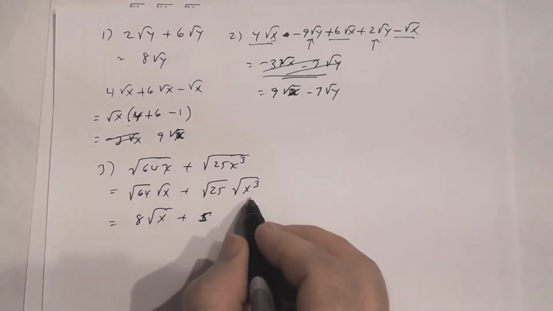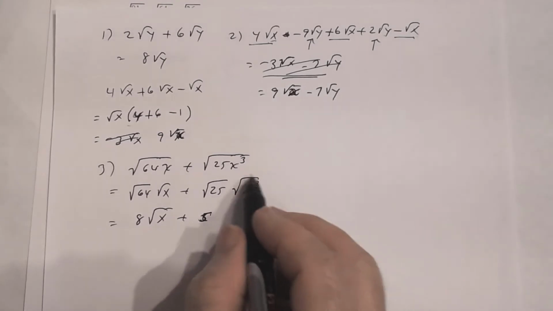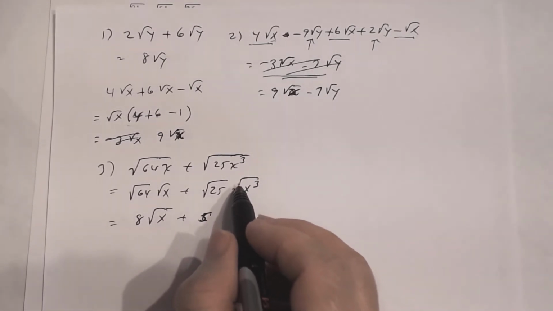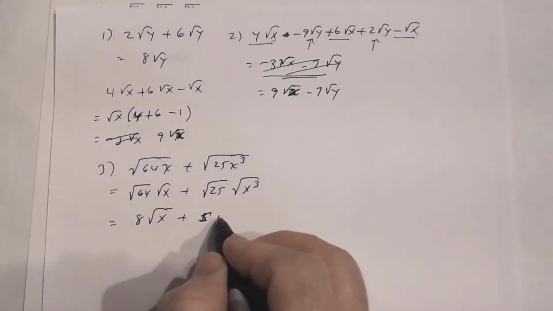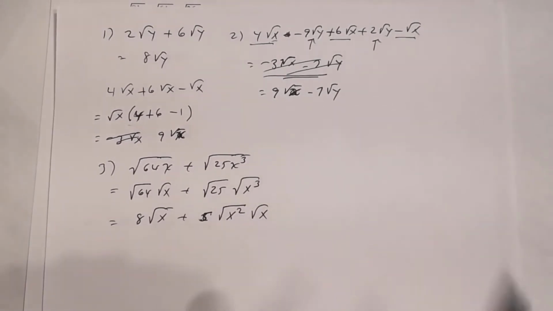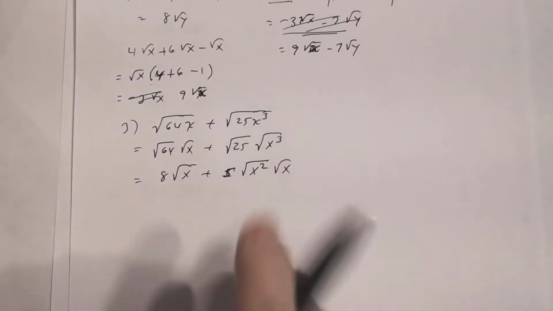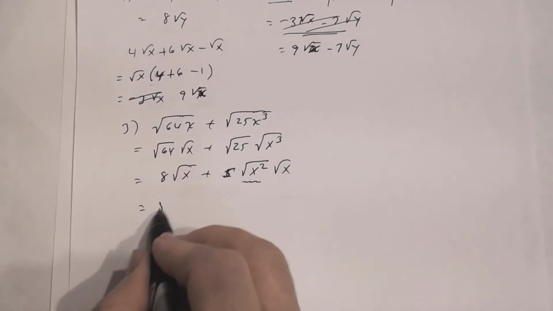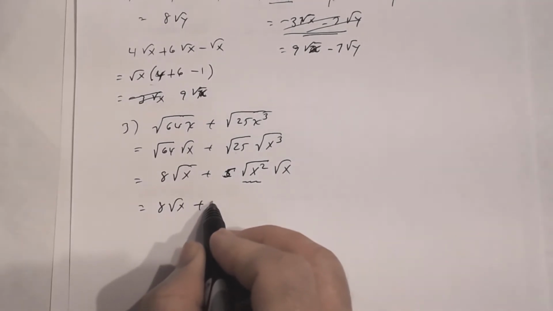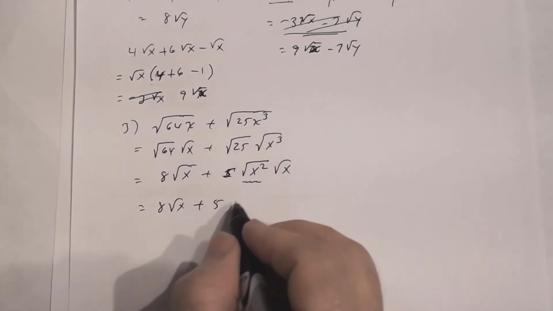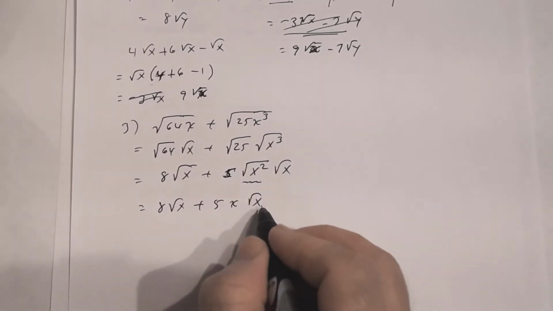Now let's talk about the square root of x cubed. I can simplify the square root of x cubed because 3, the exponent, is greater than or equal to the index. So we use the product rule. We're going to rewrite this as the square root of x squared times the square root of x. All right, now coming back and simplifying this one here, I'm going to get 8 square root of x plus 5. The square root of x squared is just x, times the square root of x.